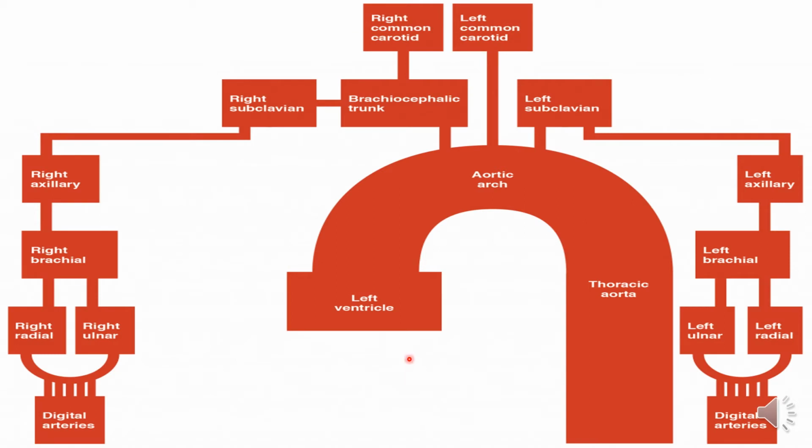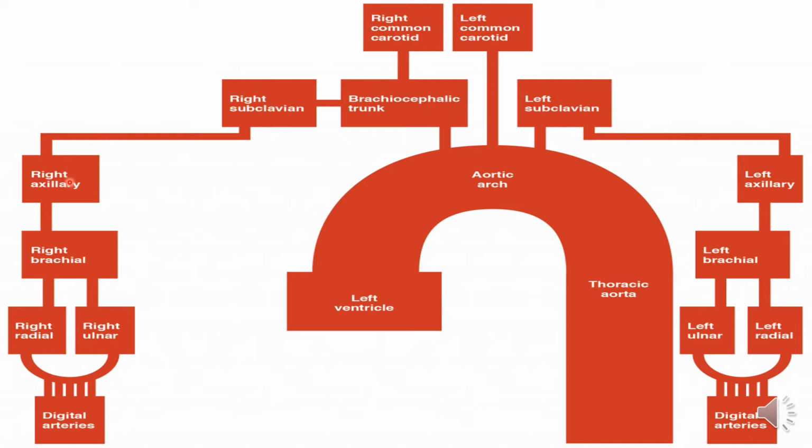In this picture, let us see the origin of different vessels of the upper arm. From the left ventricle, ascending aorta. The ascending aorta arches and gives 3 main branches: left subclavian, left common carotid, and brachiocephalic trunk. The left subclavian continues as left axillary artery and its branches. The brachiocephalic trunk gives rise to right subclavian and right common carotid. Right subclavian continues as right axillary and its branches.